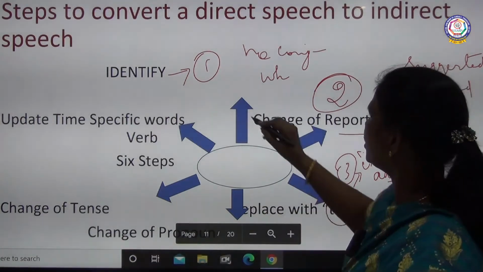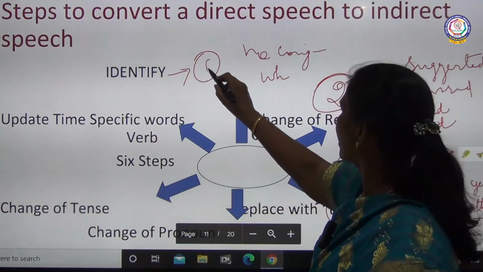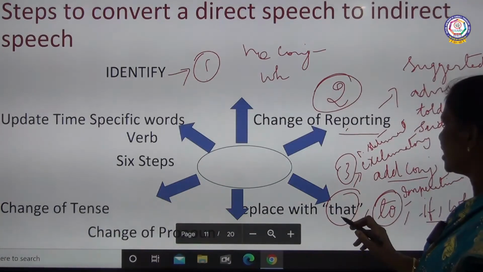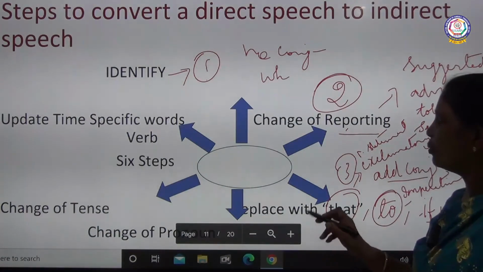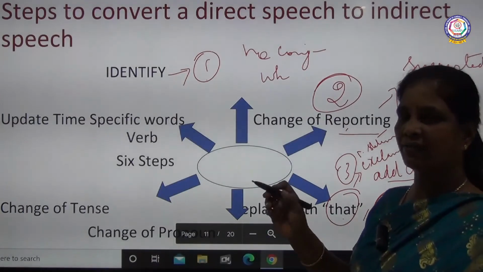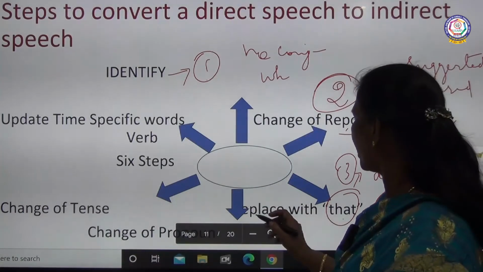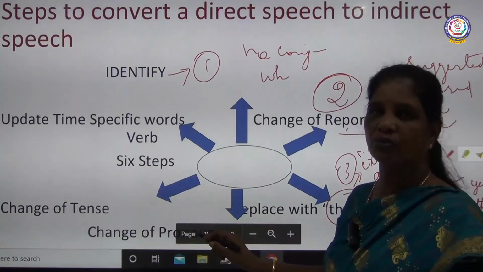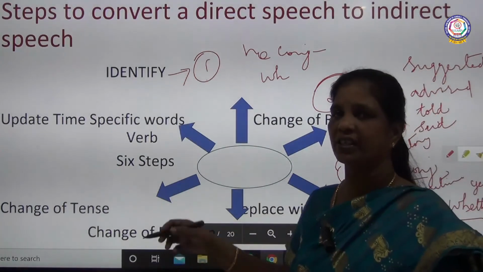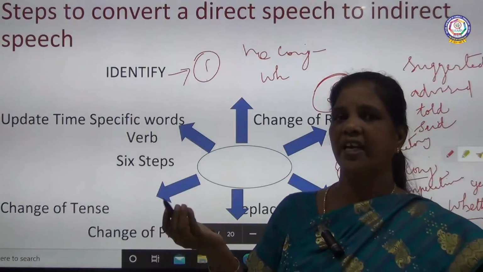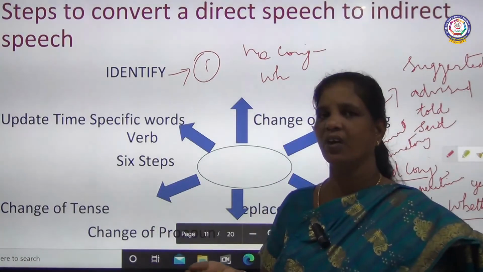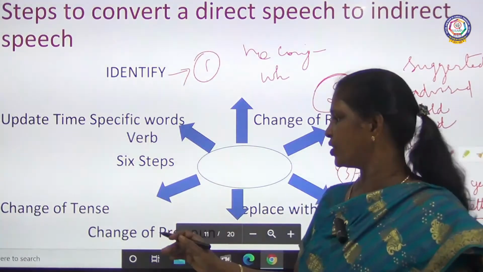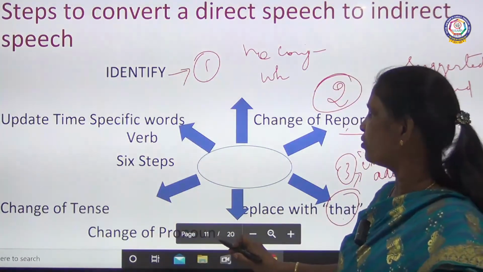Then first you will be identifying the sentence, then you change the reporting verb, and third you will be changing the conjunction. You will be removing the comma and inverted commas, and adding the conjunction. And fourth, what you will do? Change of pronoun. We see subject and verb, isn't it? "I" means you will be having she, he or me, any changes according to the sentence. So, change of pronouns will be there.